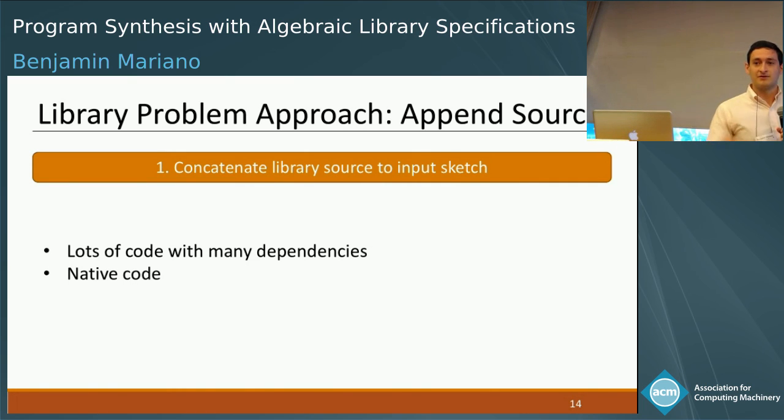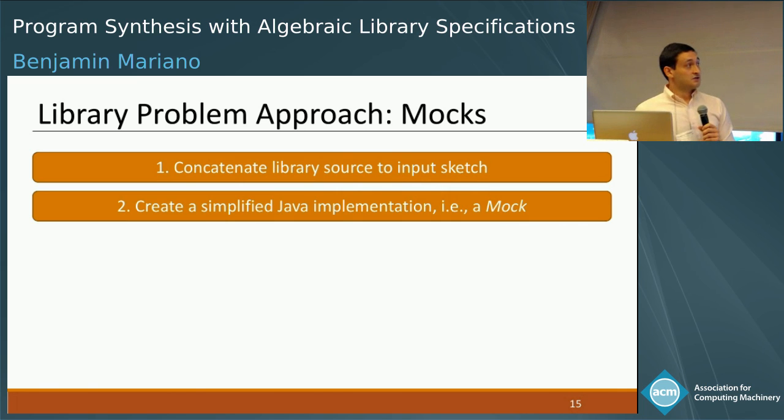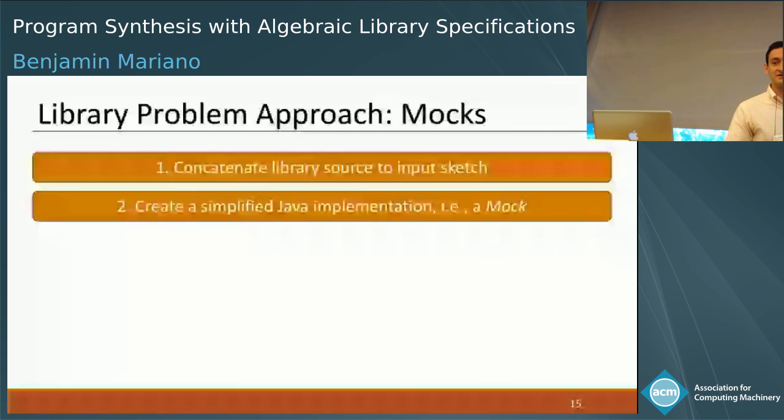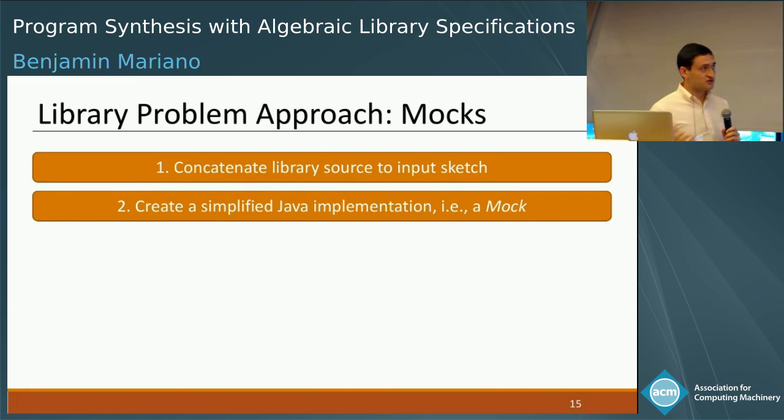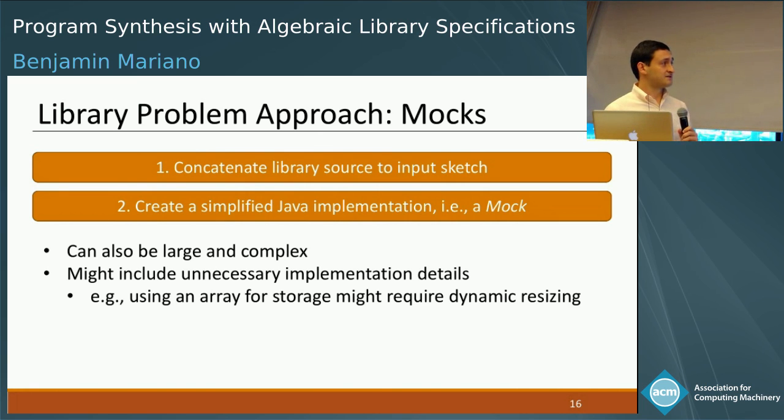And additionally, it might support native code, which is going to be difficult for the synthesizer. So a second approach would be to create a simplified Java implementation, which we're going to refer to as a mock. So what this would really mean is maybe we would look at the source but realize it has these problems, and so we would create our own simplified implementation.